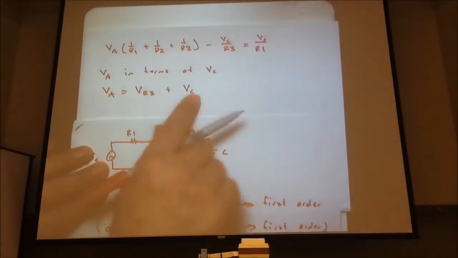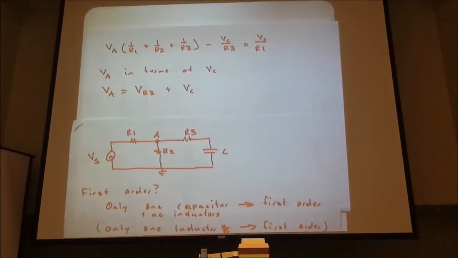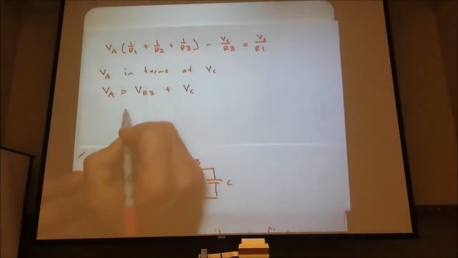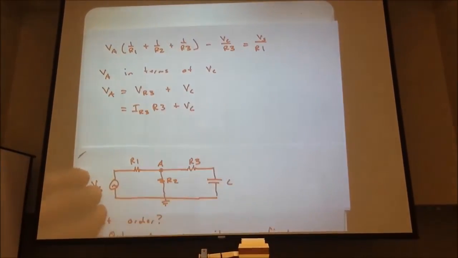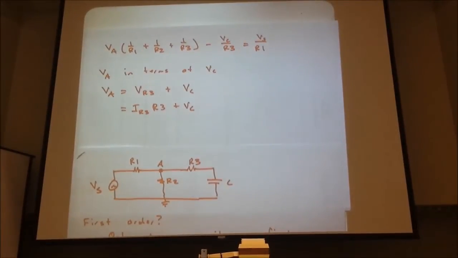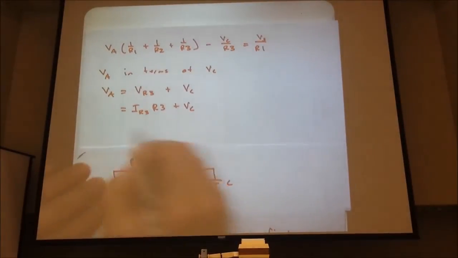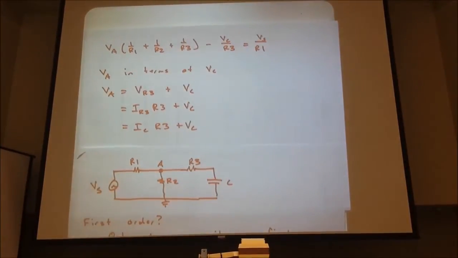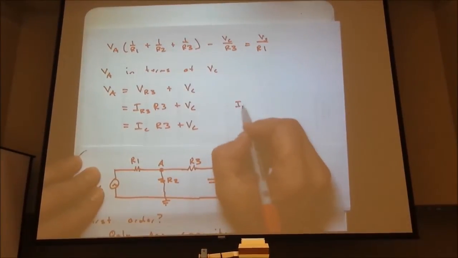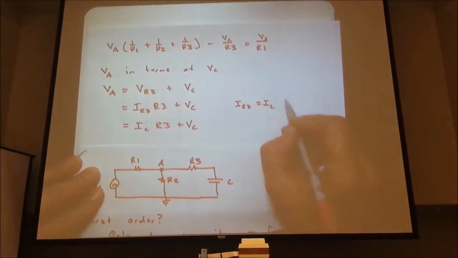Well, we partly have VA in terms of VC. We just need to get rid of that VR3. And again, Ohm's law is our friend. So IR3 times R3 plus VC. And we know what IR3 is. IR3 is IC, because there's only one path, right? The current going through R3 better be the same as the current going through that capacitor. There's only one path. IR3 equals IC. They're in series.